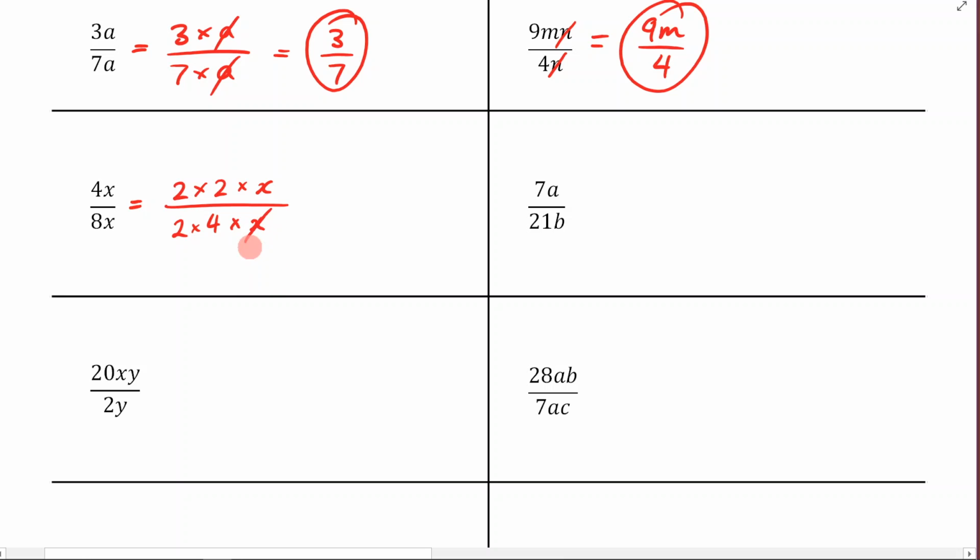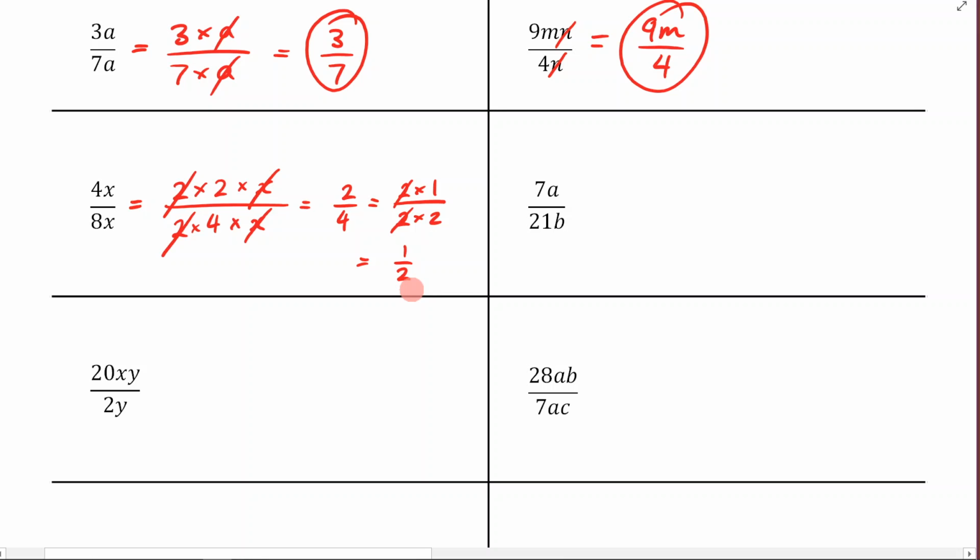Okay, so that means this x will die with this x, this 2 with this 2, which means I'll be left with 2 on 4. Now, 2 on 4 can be further simplified. 2 on 4 is the same thing as 2 times 1, and 4 is 2 times 2. So those 2's would go away, and I'd be left with a half.